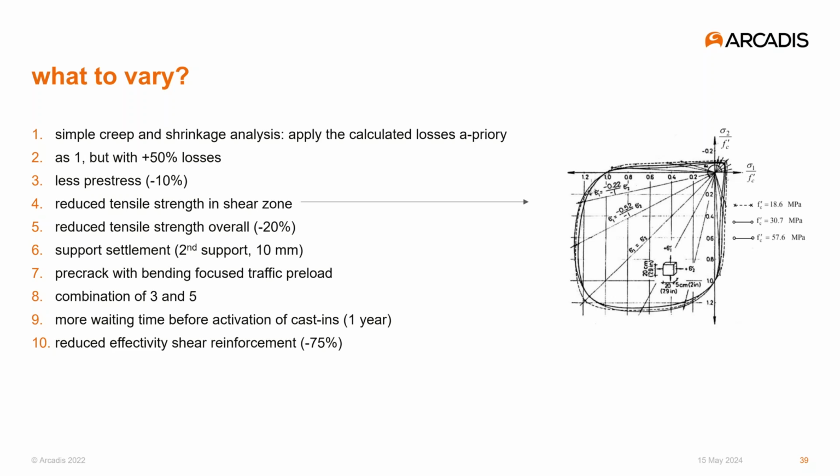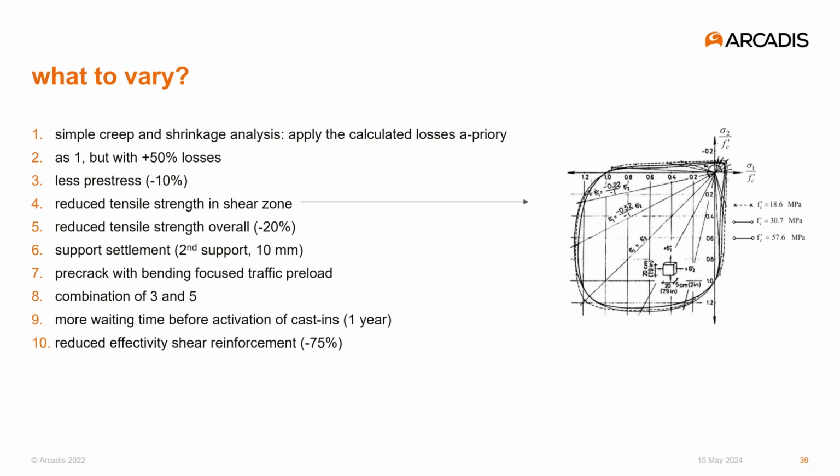First, we wanted to know whether our accurate creep and shrinkage analysis really made sense. Would we find different results when we applied the calculated losses at once beforehand? The next 2 variations had to do with the effectivity of pre-stress. First by increasing the losses with 50%, and then by reducing the initial pre-stress with 10%.